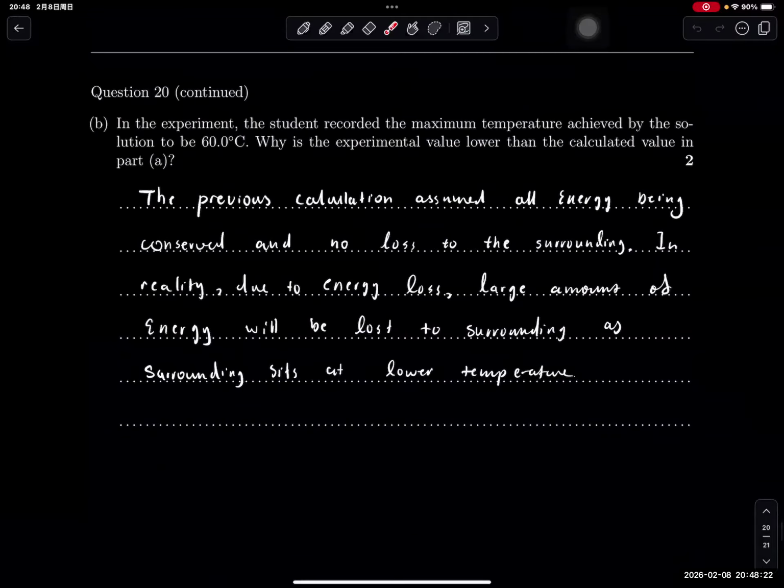Question B. In the experiment, the students reported a maximum temperature achieved by the solution to be this much. Why is the experimental value lower than the calculated value in part A? Well, there's always energy loss in real life. The surrounding temperature is always lower than 70 degrees unless it's on Venus or something. So there's always a constant flow of heat outward, and therefore you lose a lot of heat from the reaction to the surroundings, and therefore you decrease the amount of temperature rise for that solution. Pretty much it.